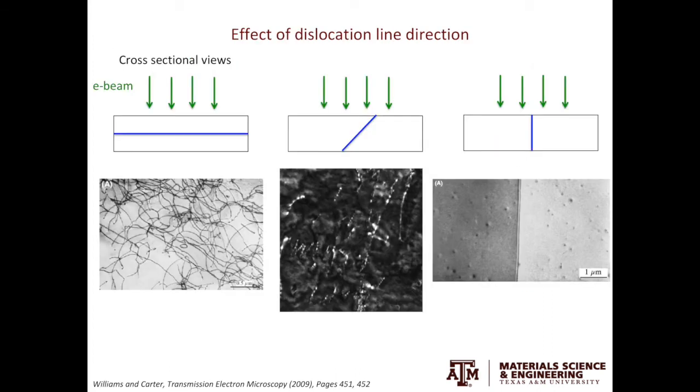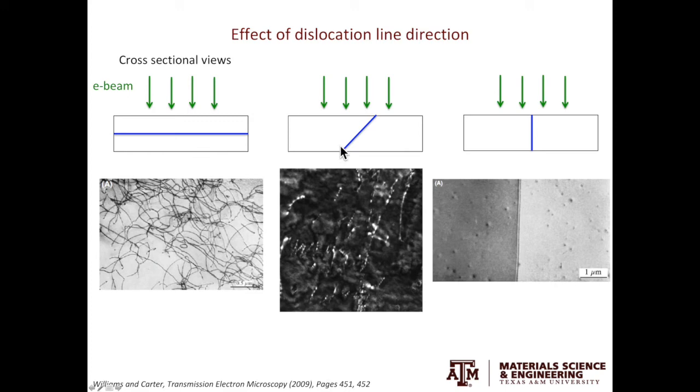Next, we'll discuss what dislocations look like in TEM micrographs. In most cases, they will appear to be lines, but in some cases they are not. The boxes I drew here are cross-sections of TEM foils. The blue lines represent the dislocation line directions. The green arrows show the electron beam from the TEM. In the first case, the dislocation lines are contained in the thin foil. In the TEM micrograph, they will appear to be continuous lines.